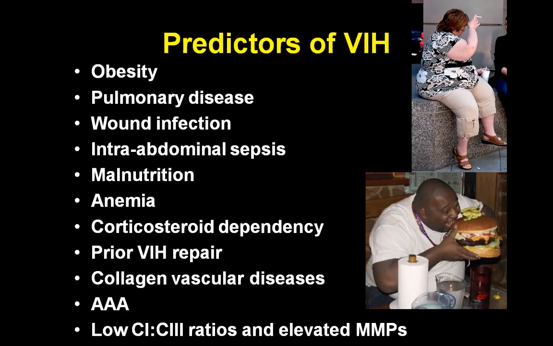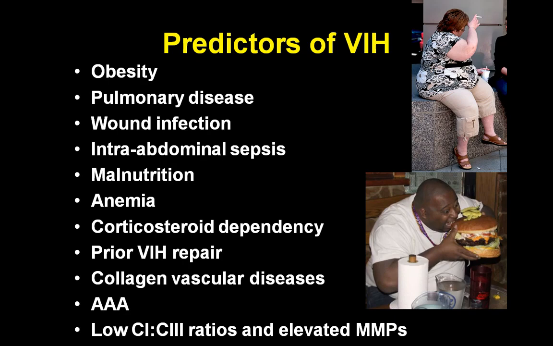Now, how can you predict the development of ventral hernias? The predisposing factors are obesity, pulmonary disease, wound infection, intra-abdominal sepsis, malnutrition, anemia, corticosteroid dependency, prior ventral hernia repair, collagen vascular diseases, and low collagen 1 to 3 ratio and elevated MMPs. This is a point which we have discussed earlier.